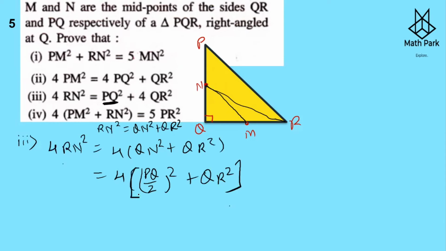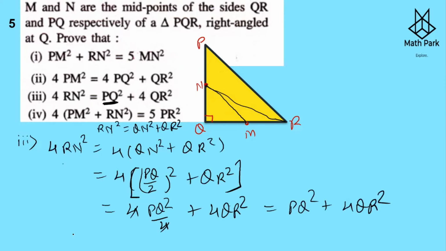Okay, now let us simplify this further. 4 times PQ by 2 the whole square is going to be PQ square upon 4. We are multiplying by 4 simultaneously, plus 4 QR square. So this 4 got cancelled and we get PQ square plus 4 QR square. This is how we get 4 RN square is equal to PQ square plus 4 QR square. Got it? So we are done with the third part.